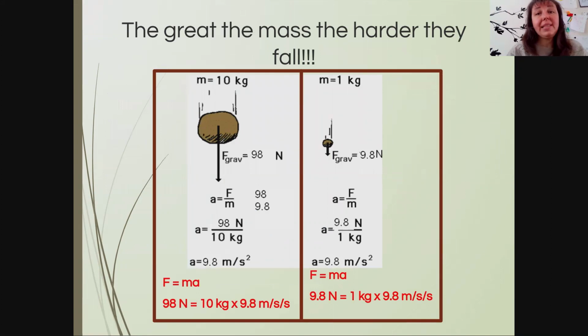The greater the mass, the harder they fall. This is because it's going to change the force on the item. So both of them have the same acceleration of 9.8 meters per second squared, but they have different masses, and therefore they're going to have a final force that is greater. So when something more massive hits the ground, it will hit harder than the less massive item.